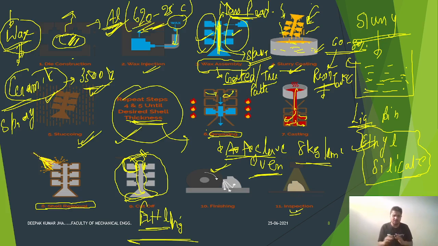Or else if the defects are at a very high level, the casting can be rejected, and hence another casting can be produced. See, 2-3 points are very important regarding this casting. Otherwise, most of the points are related to previous classes as well.